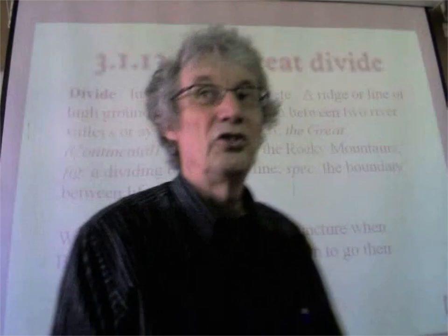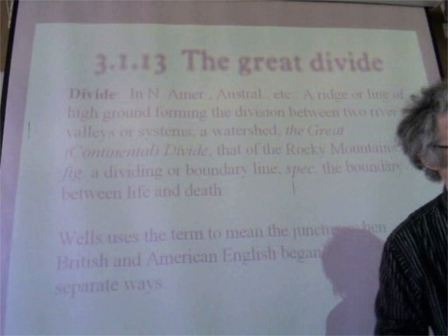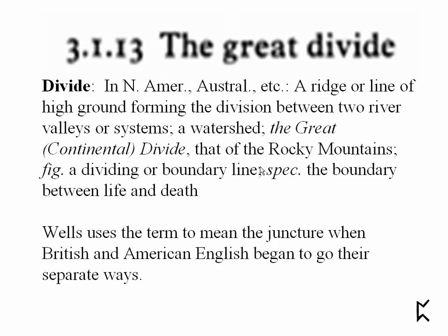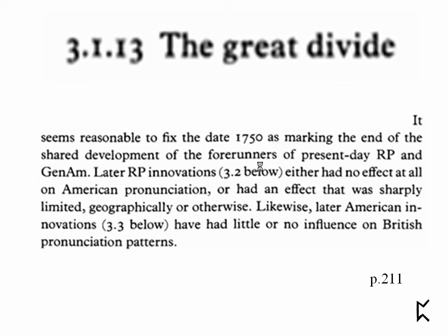And Wells uses it to mean the boundary between America and Britain. I don't know whether he thinks America is death or Britain is death. I'm not sure which one he means there. So that really is moving on into the future. It seems reasonable to fix the date of 1750 as marking the end of the shared developments of the forerunners of present RP and General American.